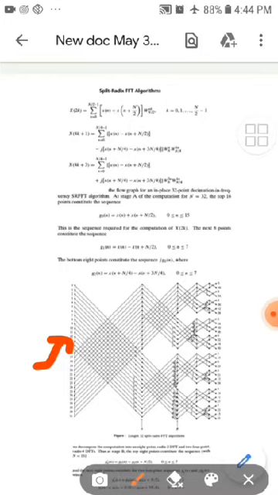This sequence consists of the computations of X of 2k. The next 8 points constitute the sequence z1 of n, that is x of n minus x of n plus N by 2, where n ranges from 0 to 7. The other 8 points constitute the sequence z2 of n, whose values are x of n plus N by 4 minus x of n plus 3N by 4, with 0 less than or equal to n less than or equal to 7.